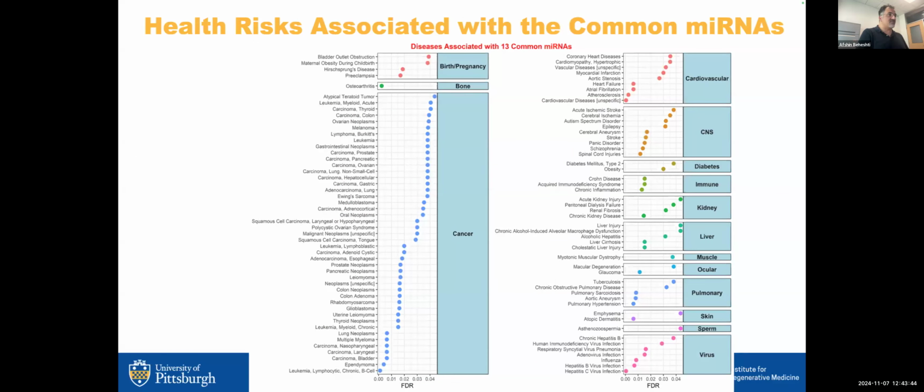So when you look at what these 13 common microRNAs might be associated with function-wise, you can see that, and this is disease-wise first, sorry, disease-wise and then functional.